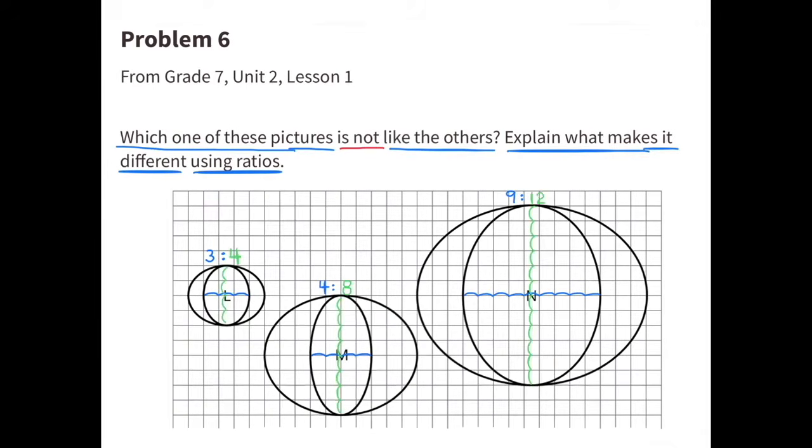The height of that section for L is 4 units. The height of that section for M is 8 units. And the height of that section for N is 12 units. The ratios are 3 to 4, 4 to 8, and 9 to 12. The 3 to 4 ratio is equivalent to a 9 to 12 ratio. 3 is 3/4 of 4, and 9 is 3/4 of 12. So pictures L and N are alike, and picture M is not alike, because 4 is half of 8 and not 3/4 of 8.